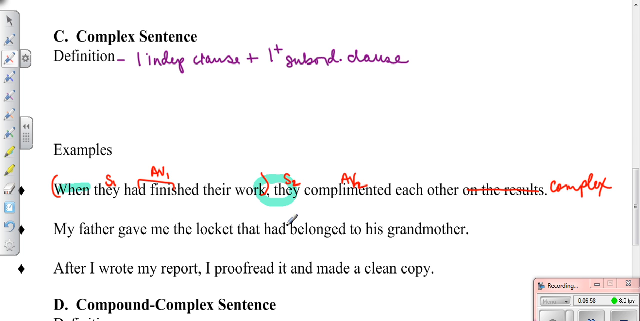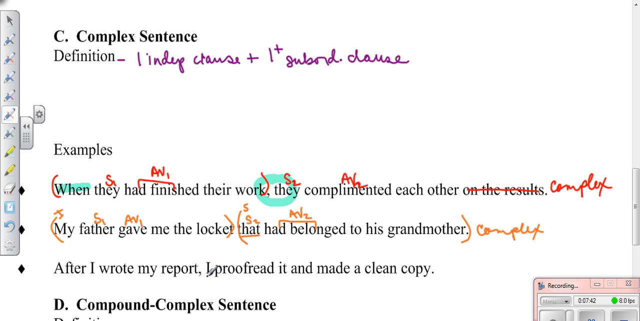My father gave me the locket that had belonged to his grandmother. Gave, action verb. Who or what gave? My father gave. Had belonged, action verb. Who or what had belonged? That. Again, that seems weird, but remember those relative pronouns. The word that is replacing locket. So here's a subject-verb pair. Here's a subject-verb pair. My father gave me the locket. That's independent. That stands by itself. That had belonged to his grandmother. That's subordinate. Can't stand by itself. That means this is a complex sentence.